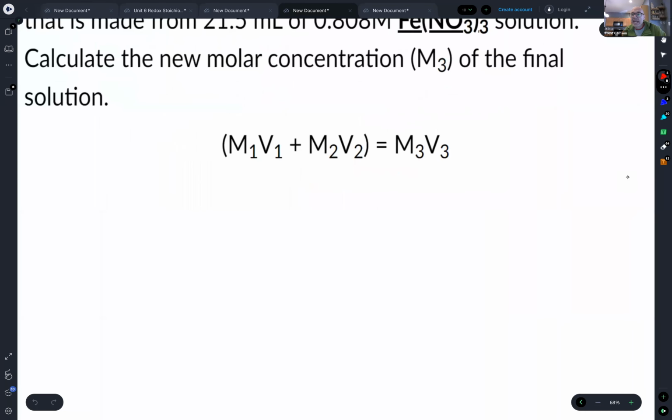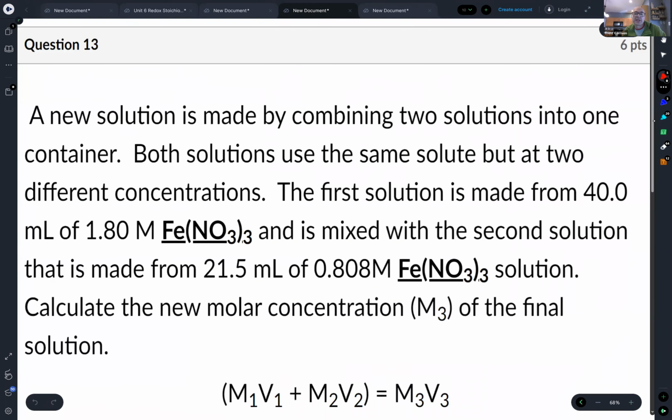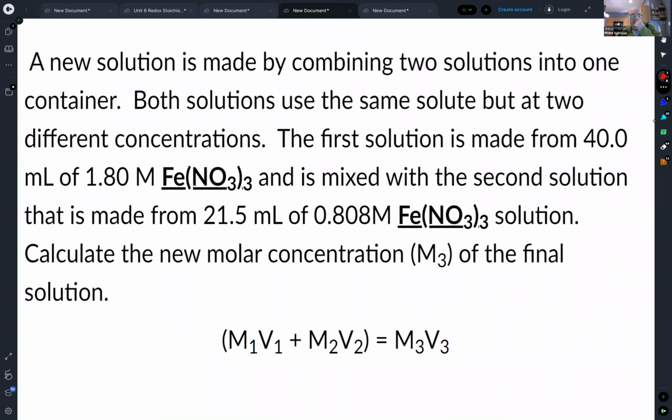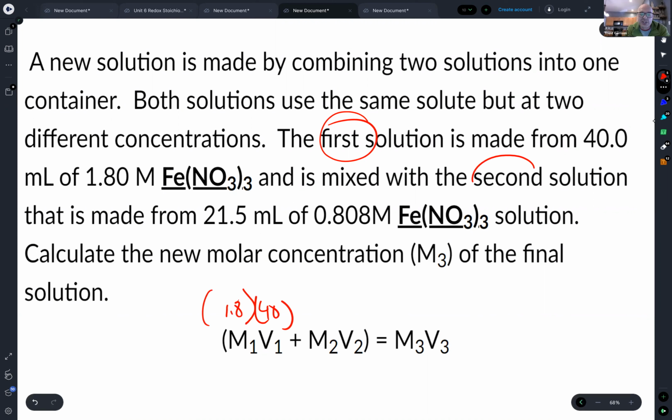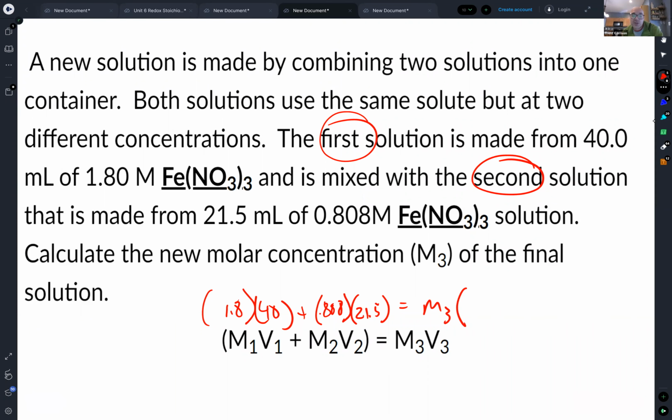All right, let's jump into question number 13. Now this one, we didn't have one exactly like this ever that we practiced, but if you read the question, it says that you have a first solution of 40 milliliters and a molarity of 1.8. It says then the second solution, which is this M2, has a molarity of 0.808, and it is 21.5 milliliters.